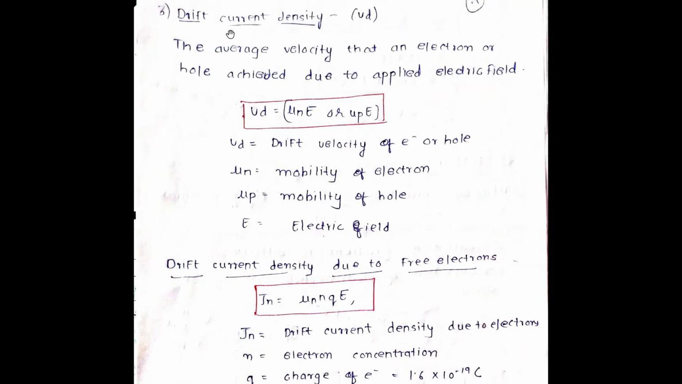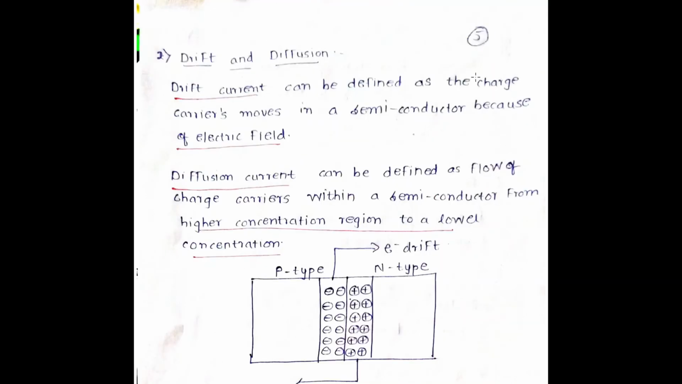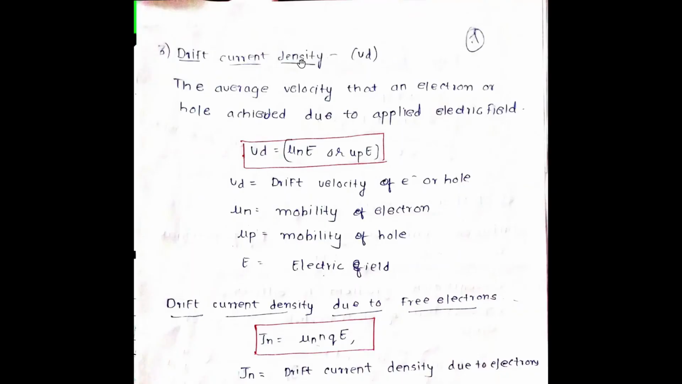So let's begin with drift current density. What do you mean by drift current density? It is the average velocity that an electron or hole achieves because of the electric field. Obviously, as I told you, the drift current is because of the electric field, right? So the average velocity that an electron and hole achieves because of the electric field is called the drift current velocity, that is Vd.